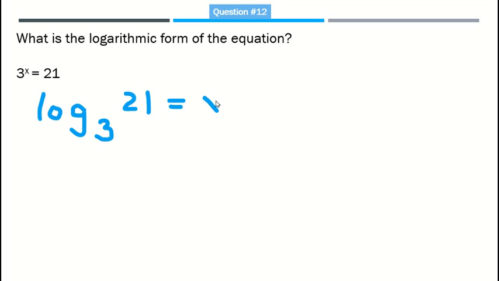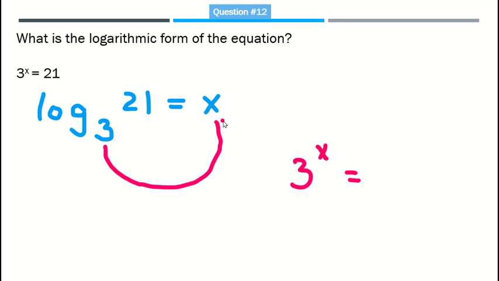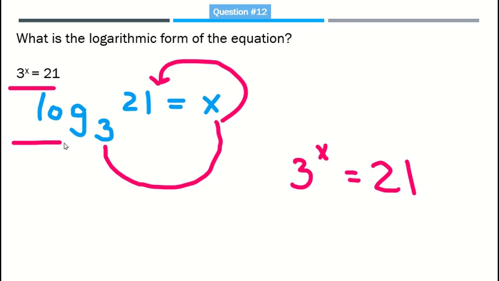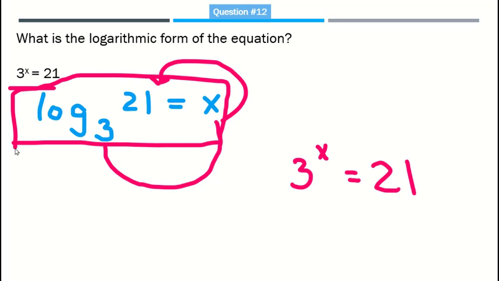equals x. Now let's go back and check that by using our circle rule. This should interpret as 3 to the x power equals, keep going in a circular fashion, 3 to the x equals 21, which is exactly what we have here. So this is the correct way to write this as a logarithm.